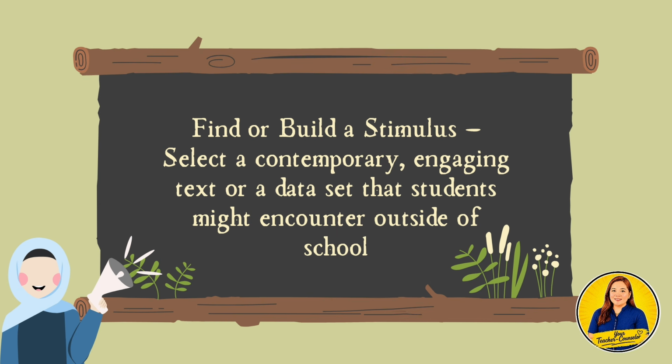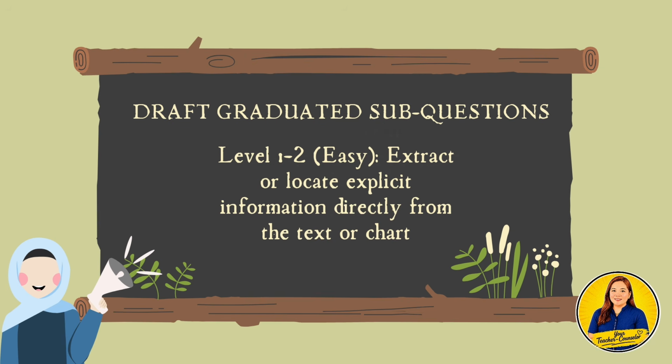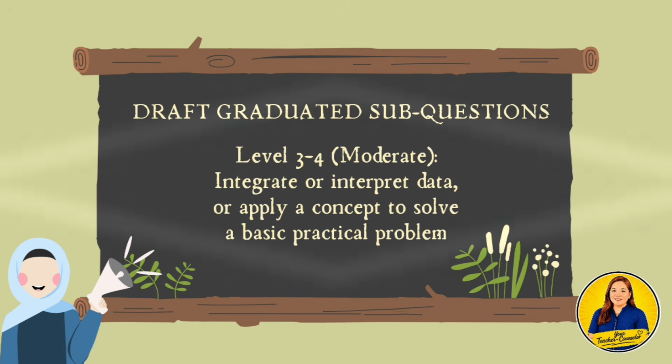encounter outside of school. The third step is to draft graduated sub-questions across 3 difficulty levels. Level 1 to 2, which are easy questions asking students to extract or locate explicit information directly from the text or chart. Level 3 to 4, which are moderate questions asking students to integrate or interpret data, or apply a concept to solve a basic practical problem.